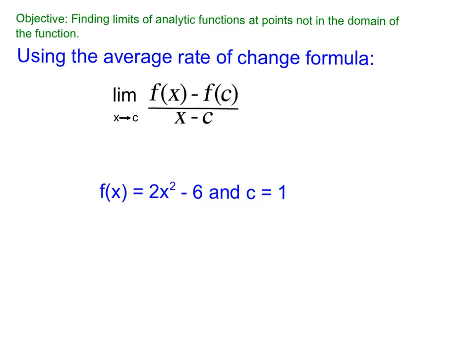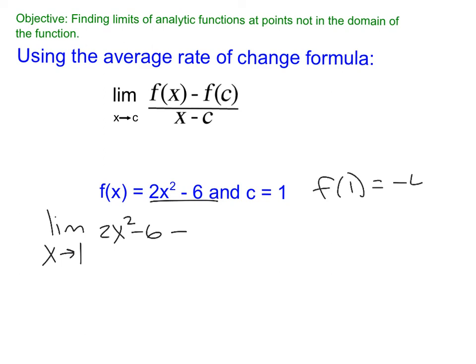Okay, pause the video. Try this one on your own. Same idea. So these are easier in my opinion. So we got the limit as x approaches 1. Remember, we rewrite f of x: 2x squared minus 6, minus, I plug in 1, f of 1 is negative 4. This becomes plus 4, over x minus 1.